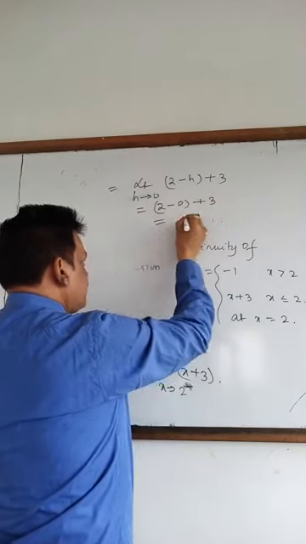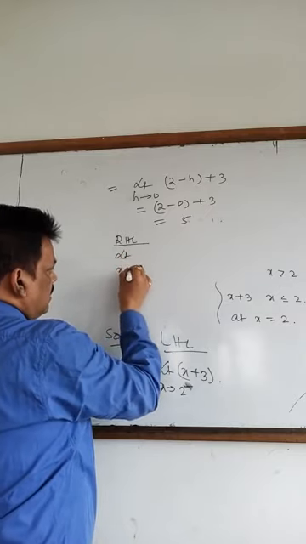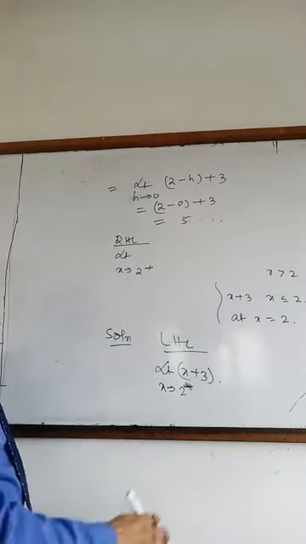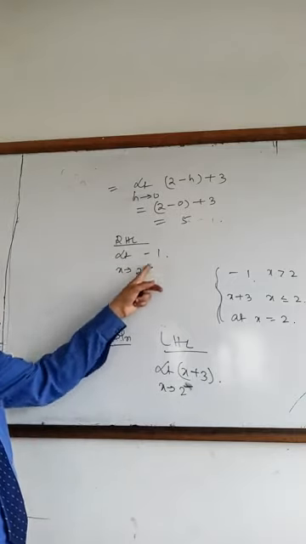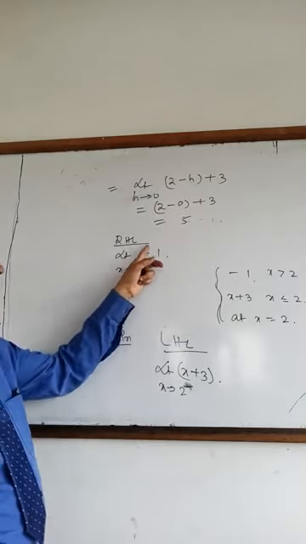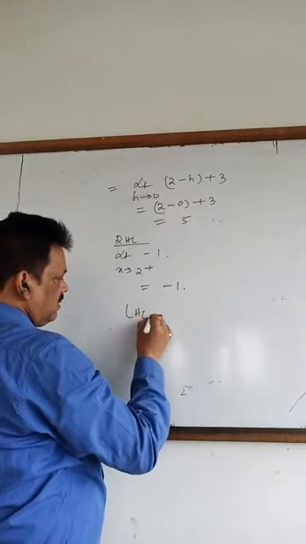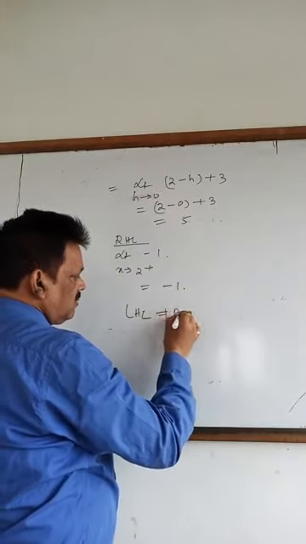Okay, you go to right hand limit. Right hand limit is limit x tends to 2 plus, and the value given here is minus 1. There is no need to make any change here because this is a constant function. So directly you can write the value is minus 1. So left hand limit is 5, right hand limit is minus 1. So again you can write your left hand limit is not equal to right hand limit.